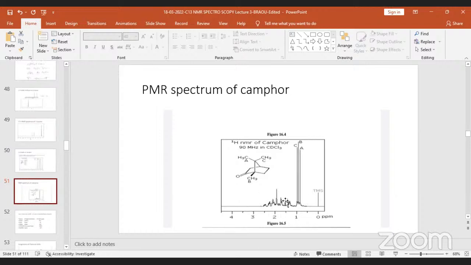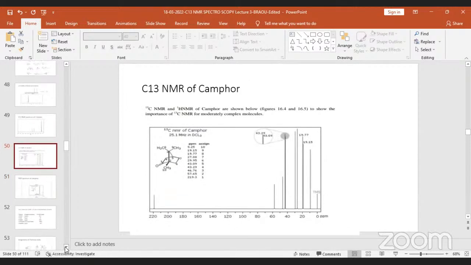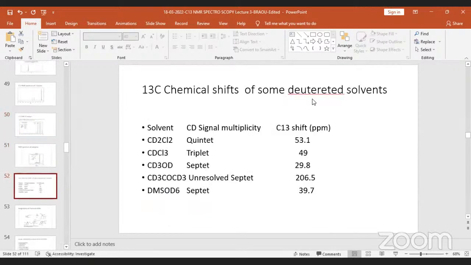So it's quite complex, whereas C13 NMR is quite simple to interpret. So that is the difference. Now I am showing you the chemical shifts of some deuterated solvents. These are the same as in proton NMR. Here also we use similar solvents depending on the solubility of the sample. So chloroform, deuterated methanol, deuterated DMSO (DMSO-D6), deuterated benzene, deuterated acetone, etc. I'm just giving you some of the solvents, CD2Cl2.